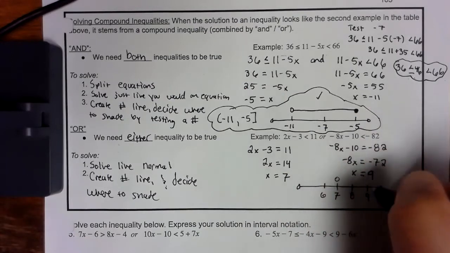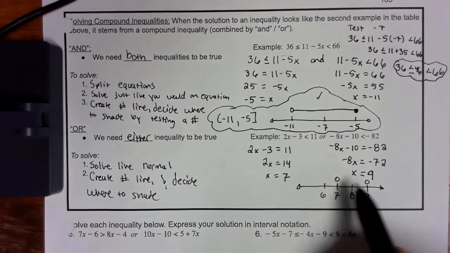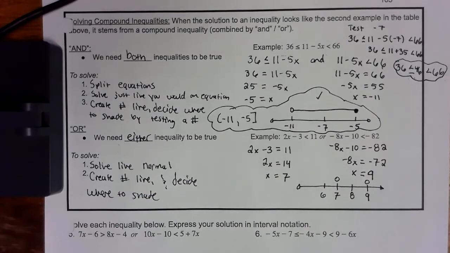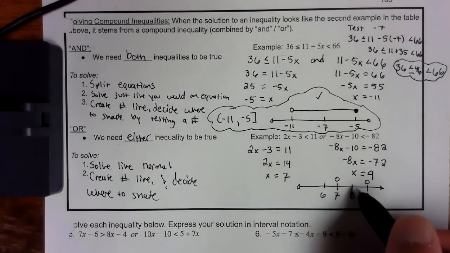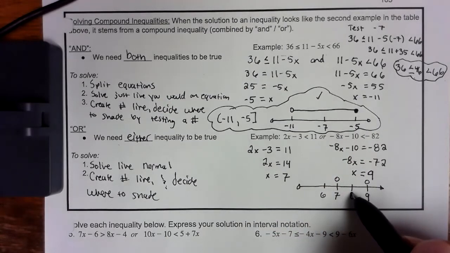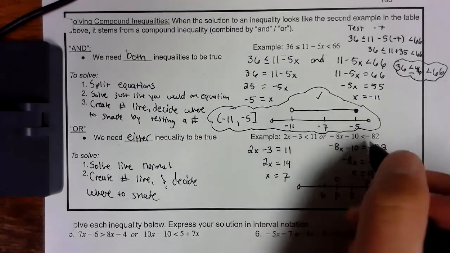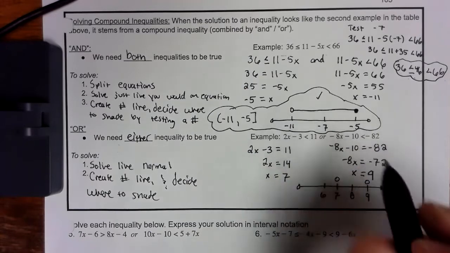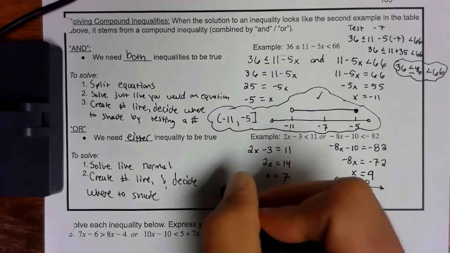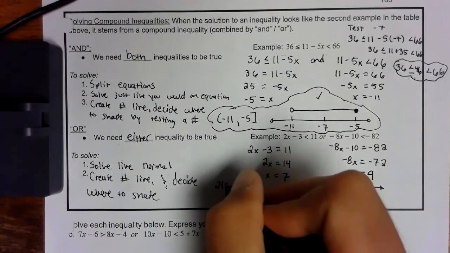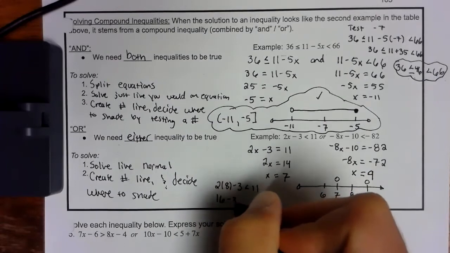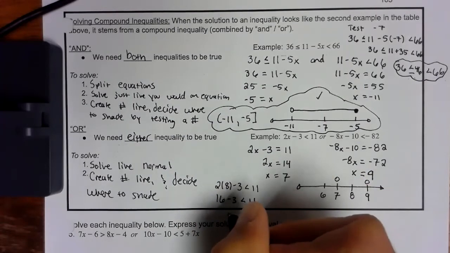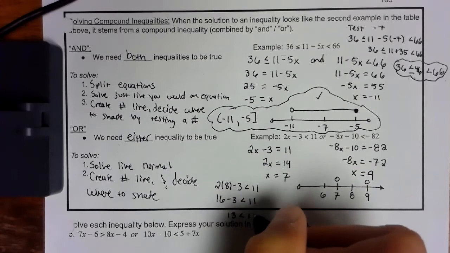So open circle at 7, open circle at 9, and we want to decide, do we want to shade to connect or shade away? It's always going to be one or the other. With or, almost always, you will shade away from the 2 anchor points. And we're going to do this by testing 8, just like we did up top here, or test a number in the middle. I'm going to test it for both, though, okay, because this tells me exactly where I'm going to end up shading. So if I test 8, I get 2 times 8 minus 3 is less than 11. So 16 minus 3 less than 11 is 13 less than 11.